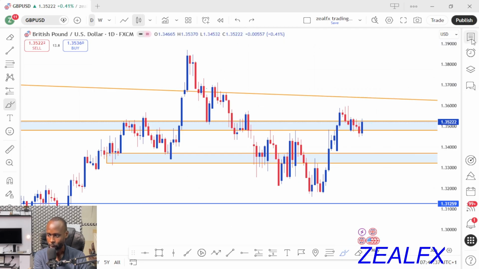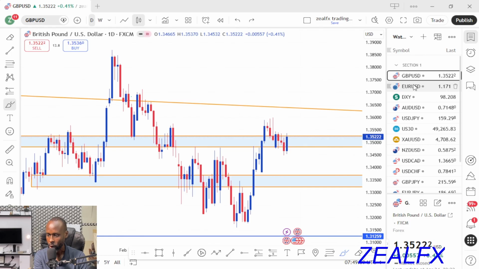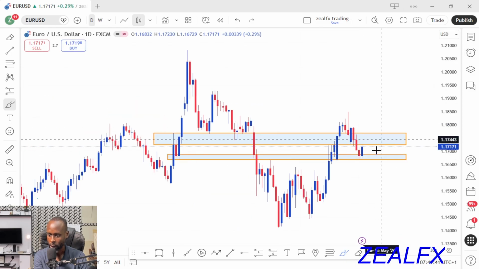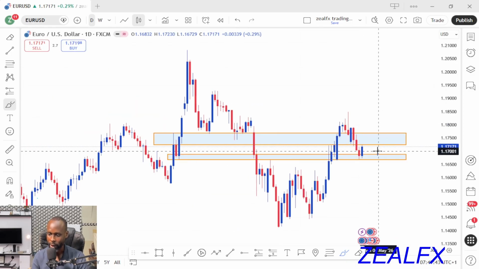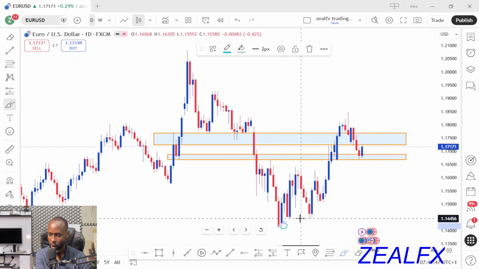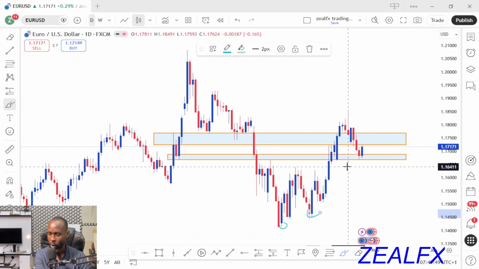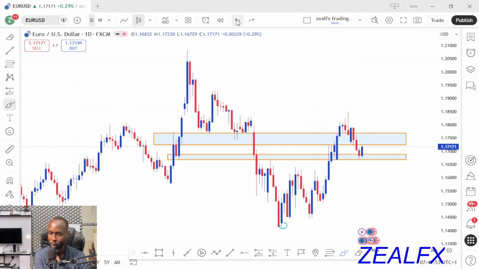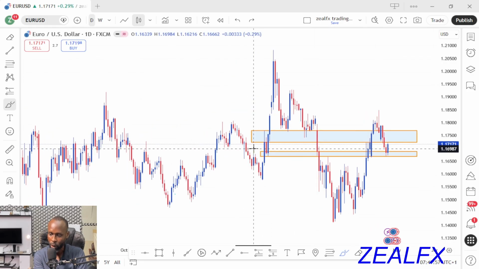Let's look at our next pair, which is the Euro USD. Euro USD on my daily chart still has this uptrend structure. We have price creating this lower low and a series of higher lows. So as long as we have this series of higher lows, this is an indication that price still remains bullish on the inner structure. So let's look at what the major structure is saying.